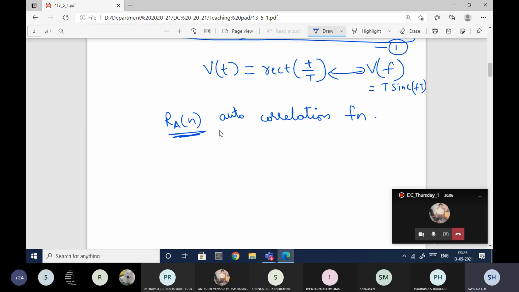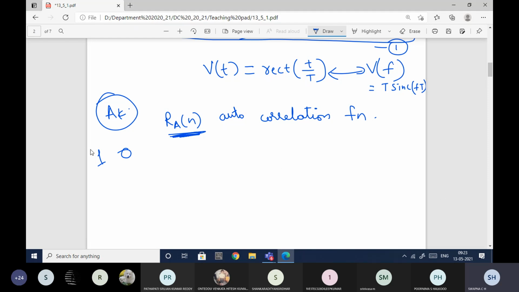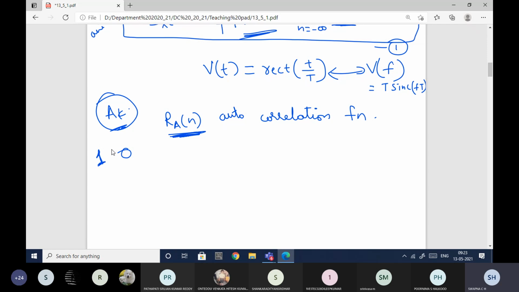Here you need to find the autocorrelation of AK. Why AK? AK is the random signal here, because we don't know whether we'll get a 1 or a 0. Since it is a random process, I have to consider a random variable. So AK is a random variable, because I don't know whether the information signal I'm getting will be either a 1 or a 0.